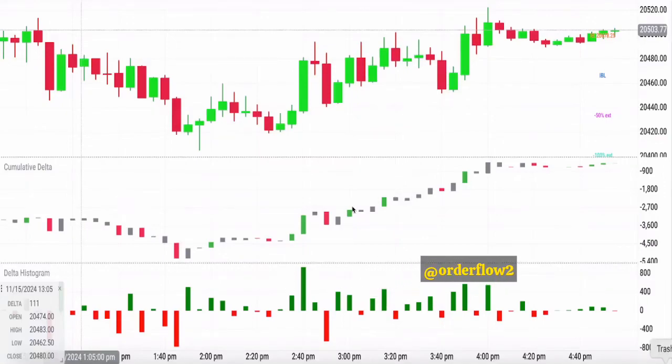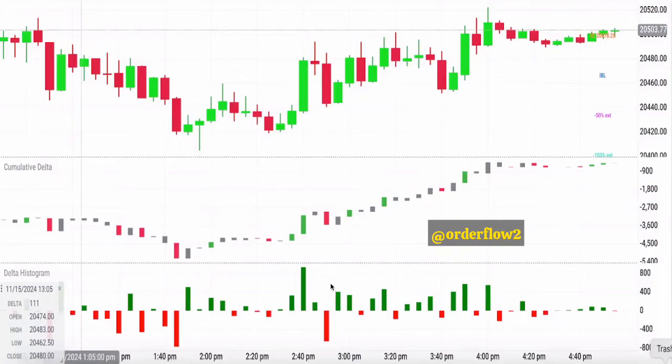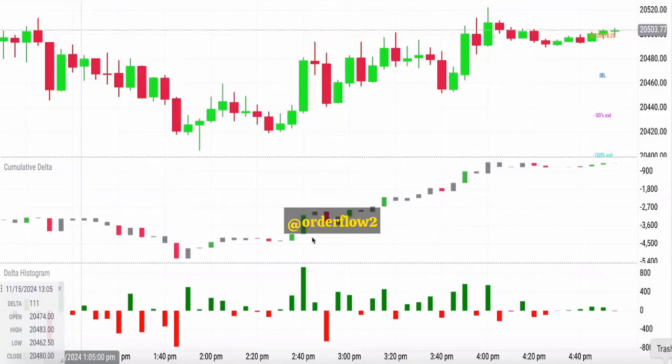Okay, so this is buying and selling pressure. If there's a green candle, there's more buyers than sellers. If there's a red candle, there's more selling than buying. Okay, it's taking the difference. We had way more sellers than buyers. Simple supply and demand, and this works fantastic on NQ.